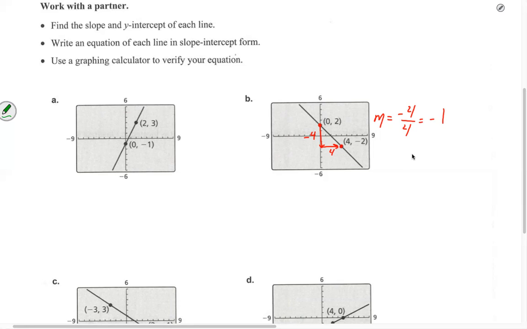And Kanye, what's my y-intercept? So where does my line cross the y-axis? Right there, right? What number is that? So look at the number on your y-axis that it would correspond to. Two. So your b is 2.